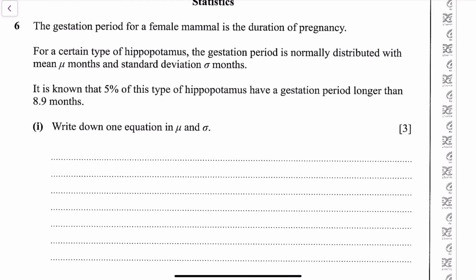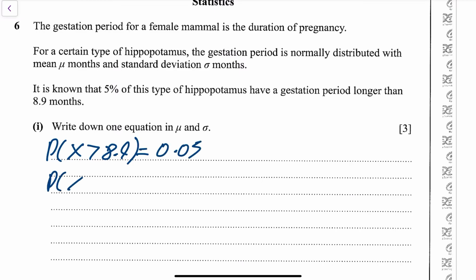Okay, section B, statistics. The gestation period for a female mammal is the duration of pregnancy. For a certain type of hippopotamus, the gestation period is normally distributed with a mean mu and a standard deviation of sigma. It is known that 5% of this type of hippopotamus have a gestational period longer than 8.9 months. Write down one equation in mu and sigma. Okay, right, first of all, probability X is greater than 8.9 is equal to 0.05.